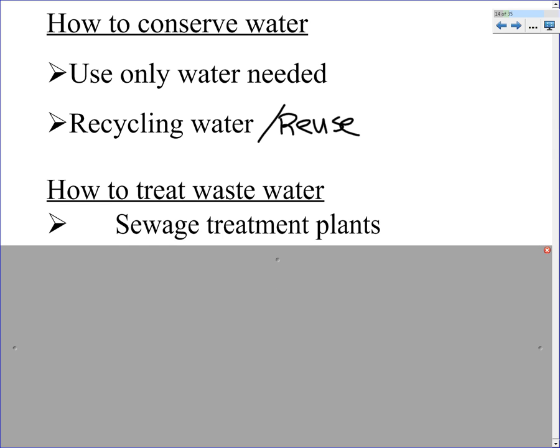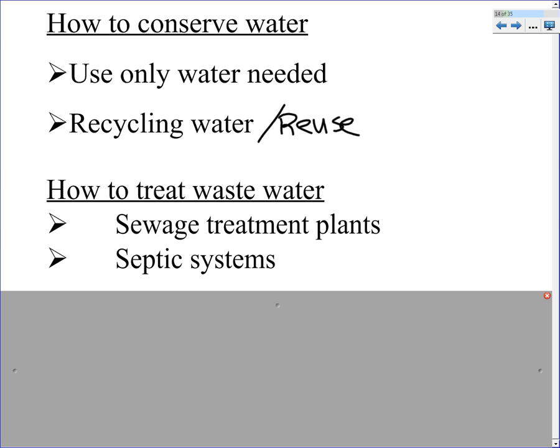Now, how do we treat wastewater? Because it's water, we need to treat it because we know that there's waste in it. We use things like sewage treatment plants, and we use things in our homes like septic tanks. And if you flip your papers over to the back, we're going to quickly talk about sewage treatment plants. Any questions? We have 2 papers.